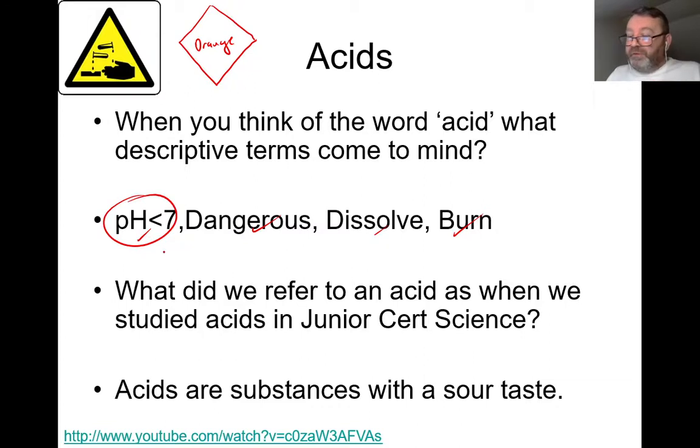Acids are substances that have a pH of less than 7. Yes, they're dangerous. Why? Because they're caustic. It's another word. They burn. Caustic, dissolve and burn can both be considered as being caustic. And they have a sour taste. And you can watch that video down there below yourselves when you get these slides sent to you.